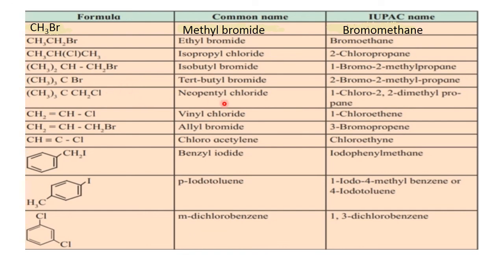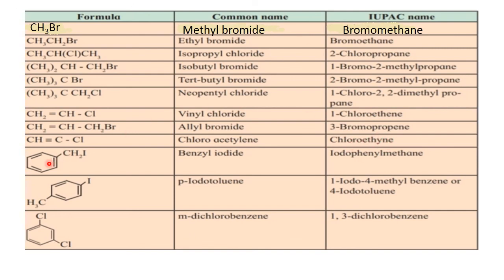This compound is called neopentyl chloride, and the IUPAC name is 1-chloro-2,2-dimethylpropane. This whole group is called vinyl, so vinyl chloride it is, and the IUPAC name is 1-chloroethane. This is called the allyl group, so allyl bromide it is, and the IUPAC name is 3-bromopropane. This group is called chloroacetylene, so the IUPAC name is chloroethane.